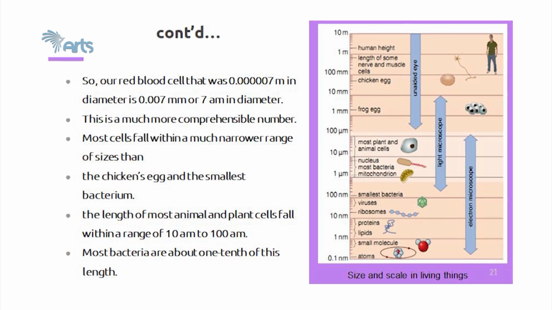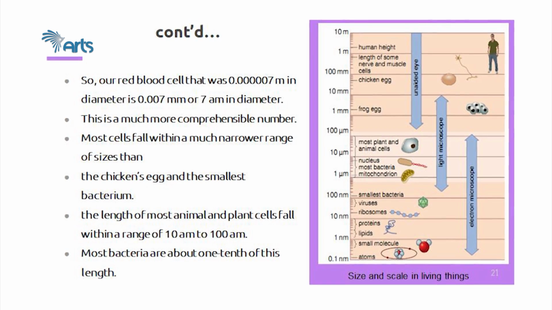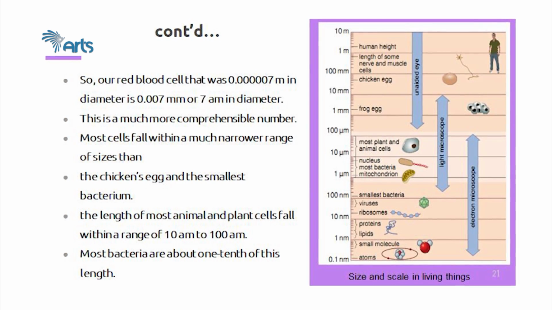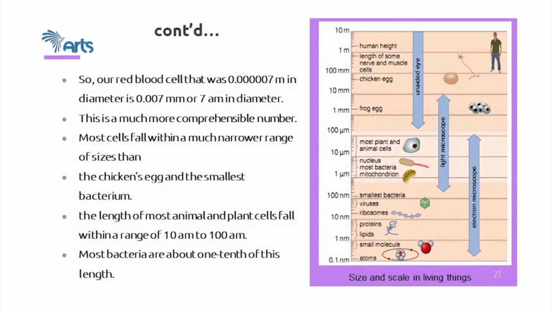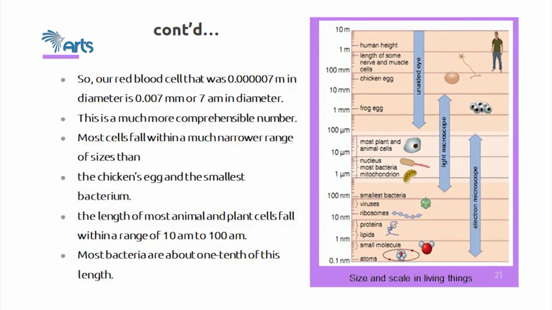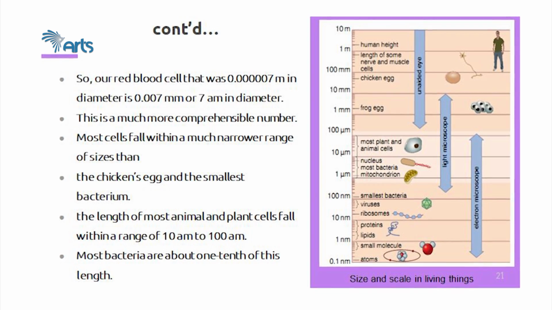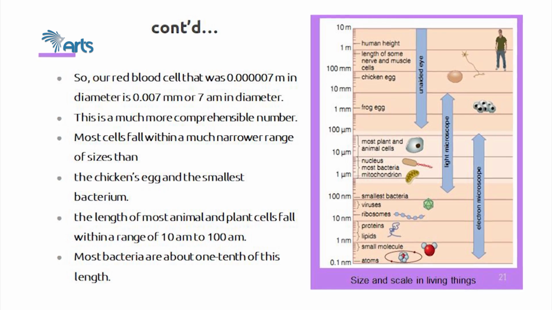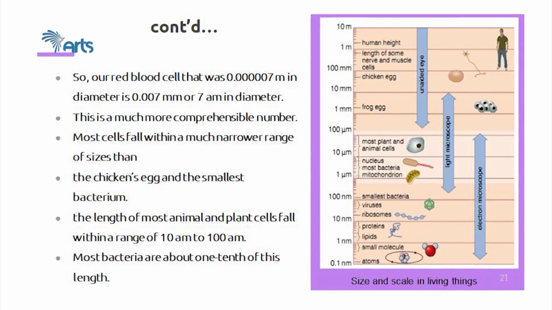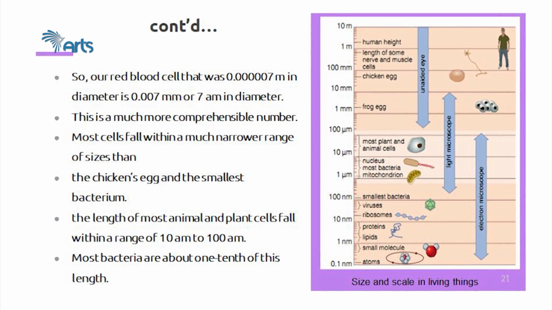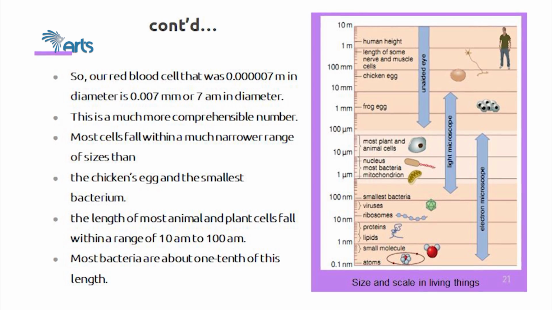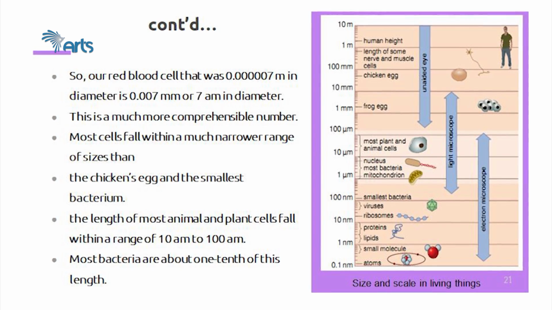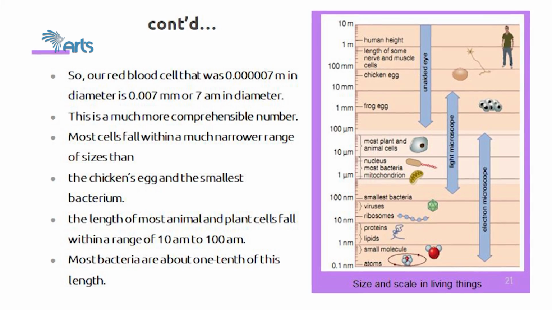The size of the cells can be imagined, how large or small they are. So smaller units are much preferable to larger units. This is a much more comprehensible number. Most cells fall within a much narrower range of size than the chicken's egg and the smallest bacterium. The lengths of most animal and plant cells fall within a range of 10 micrometer to 100 micrometer. Most bacteria are about 1/10 of these lengths.